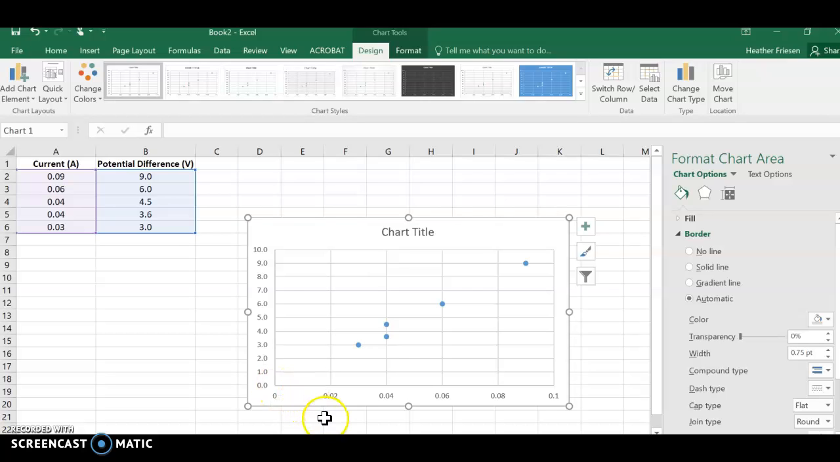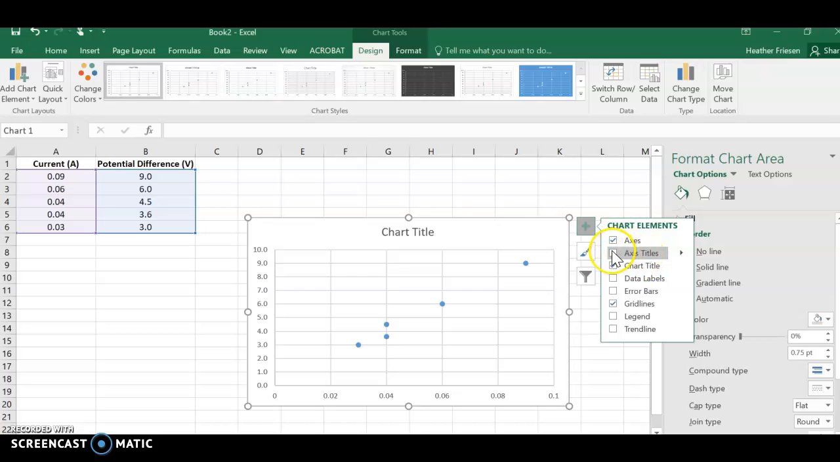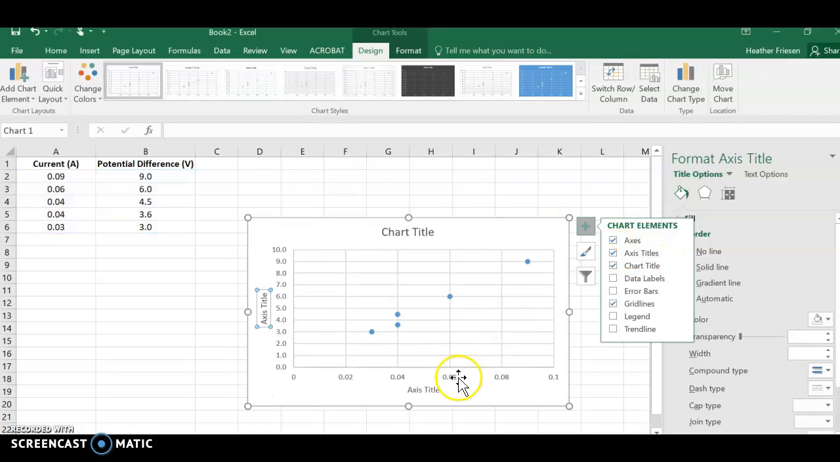Now, not all of the information is there on these axes. These axes are currently missing the axis titles. So we're going to click plus and select axis titles. And then in our axis title, we can type into it how we want to label that axis, remembering to include the units. The other thing that we need is to add a trend line.